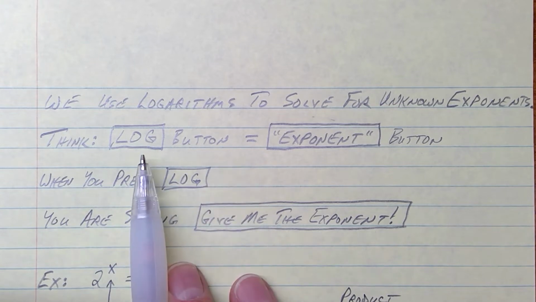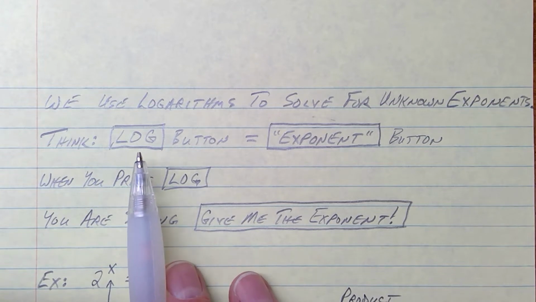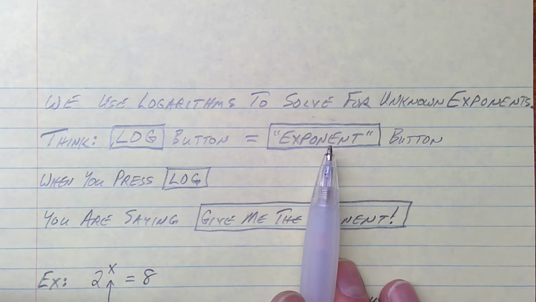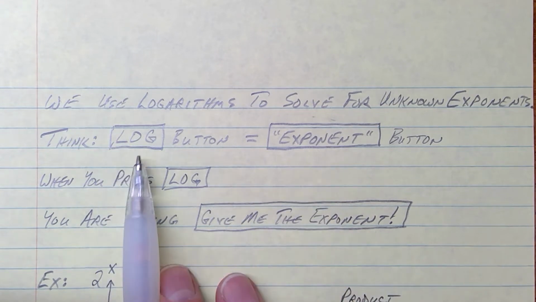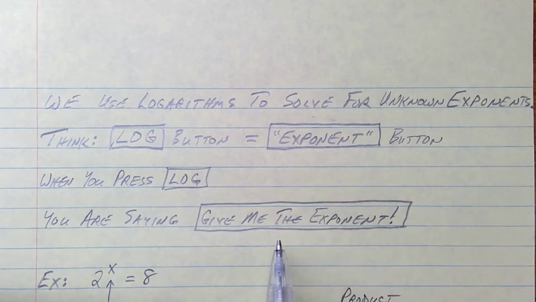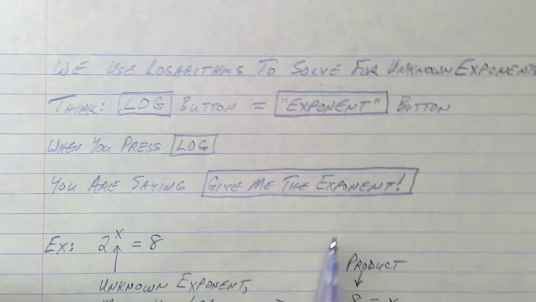So I like to tell students, look at that log button. It's on the left side on your graphing calculator about halfway down. Look at that log button and pretend that you taped over it and you taped the word exponent over it. So when you're pressing the log button, just pretend you're pressing the exponent button and you're just telling the calculator to give me the exponent.